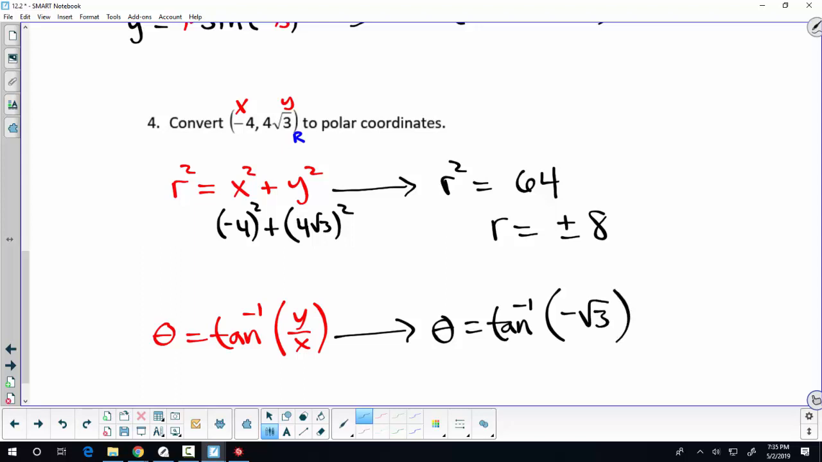So what does your calculator give you for inverse tangent of negative root 3? Negative 1.047. It's negative 1.0 something, which on your calculator converts to negative pi over 3.